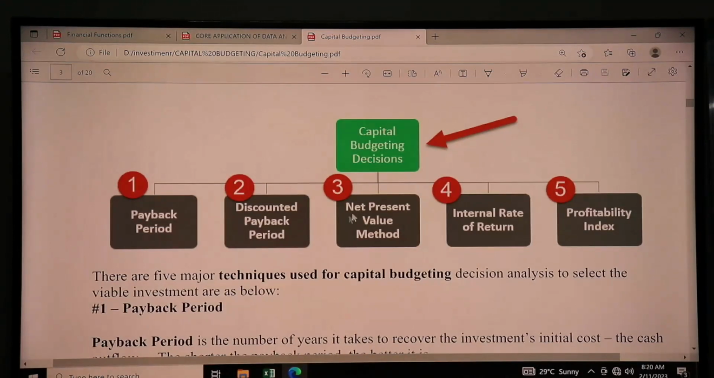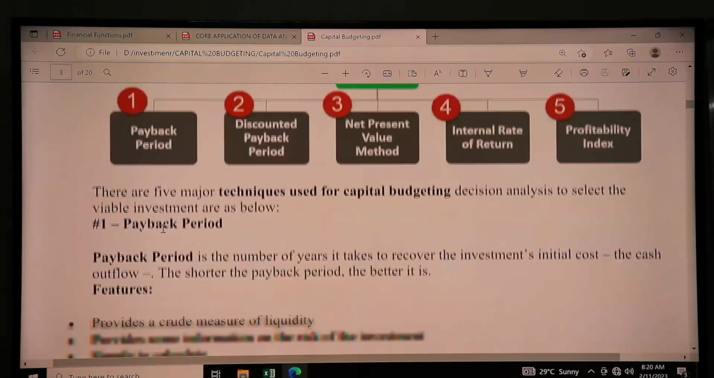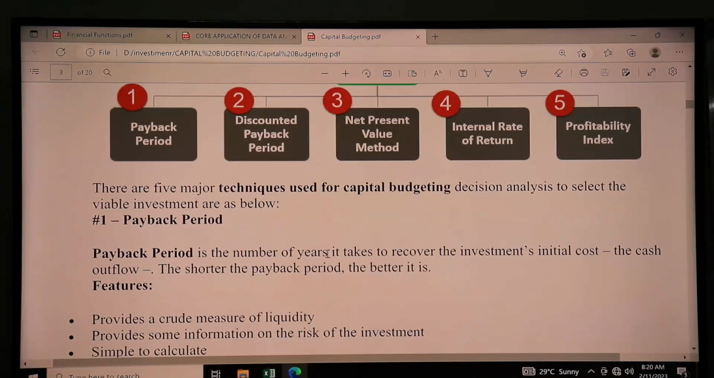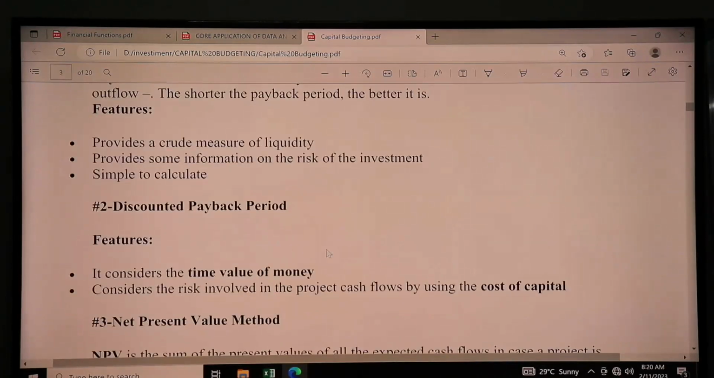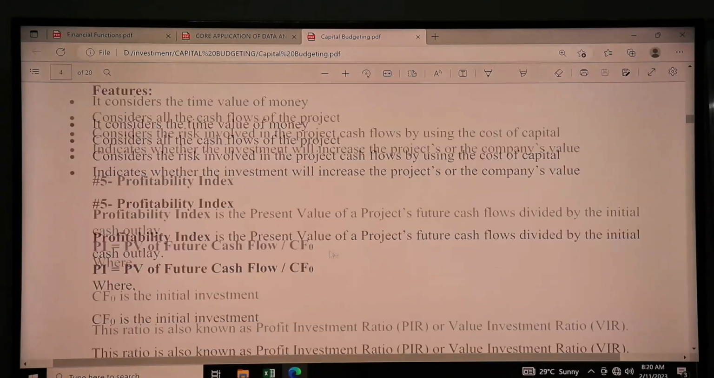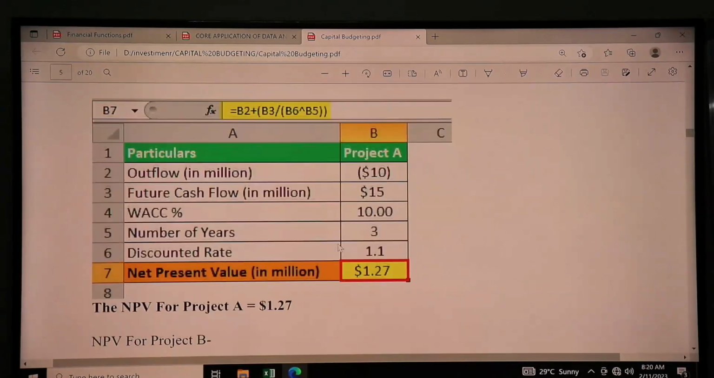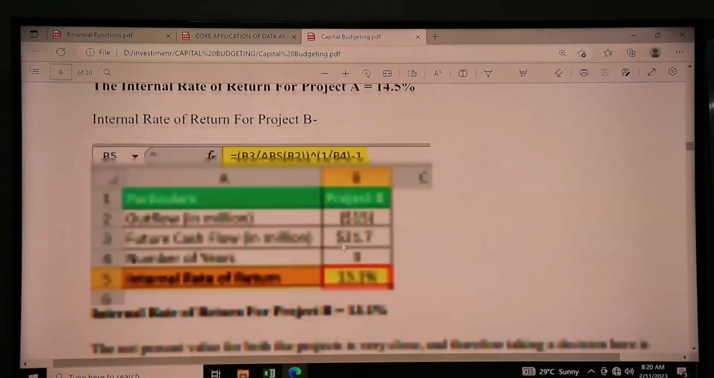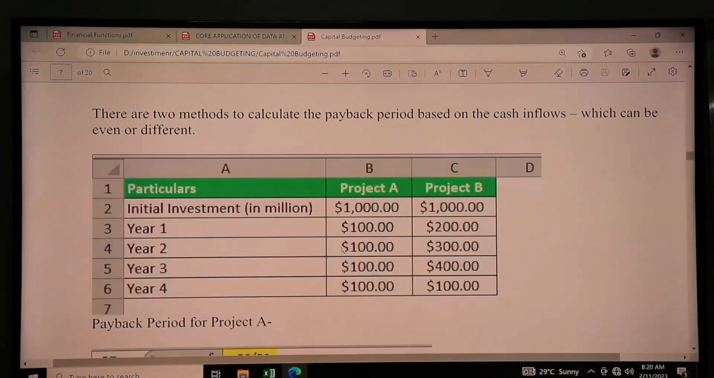We have done the first, the net present value, and the internal rate of return. Other techniques include the payback period. When you talk of the payback period, you are referring to the number of years it takes to recover the initial investment cost. The shorter the payback period, the better it is. When you are running the payback period, we are given two projects, project A and project B.